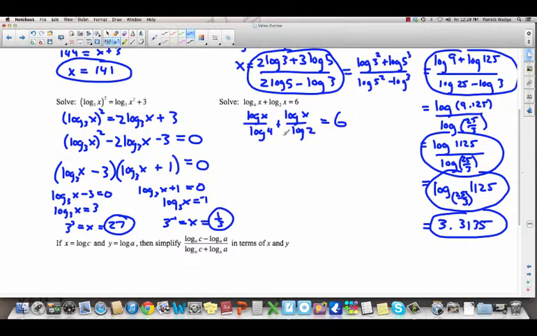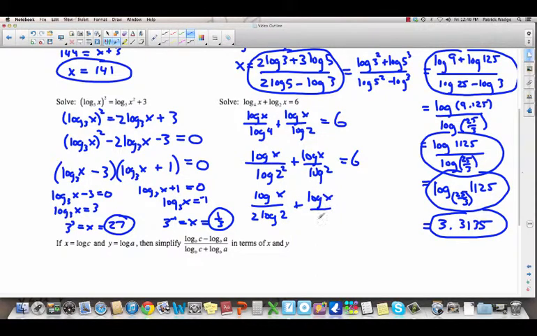Now we still have different bases down below, but log 4 is useful because we can change log 4 to log of 2 squared, plus log x over log 2 equals 6. A lot of rewriting here. Okay, power law here. We have this argument squared, so we can bring the 2 out. We have 2 log 2 plus log x over log 2 equals 6.